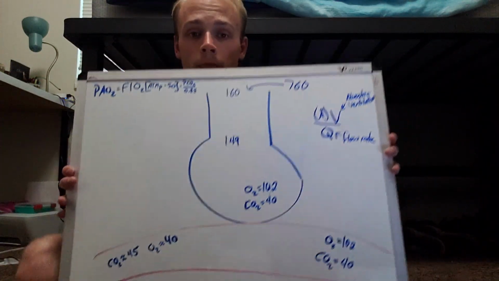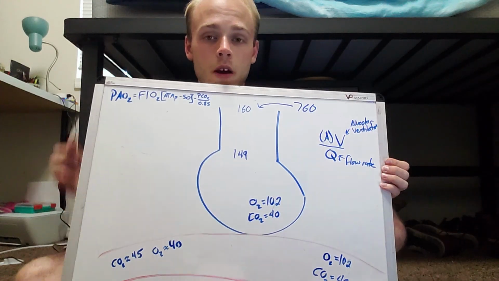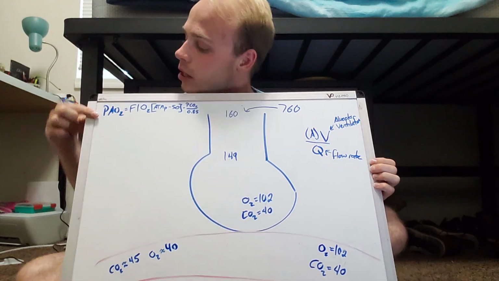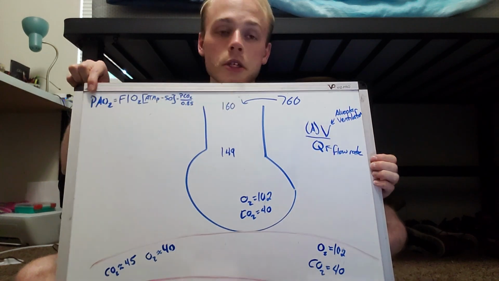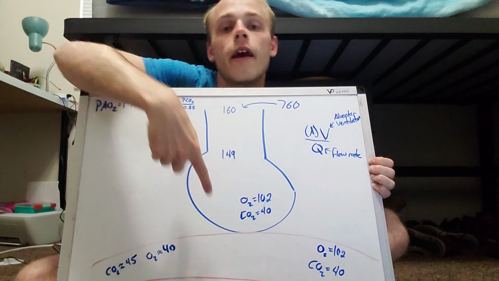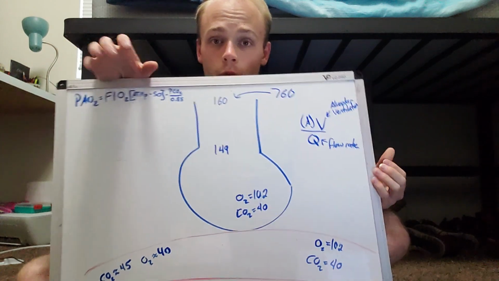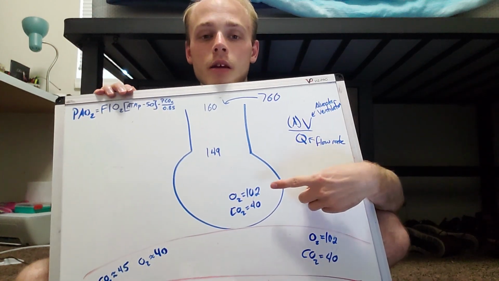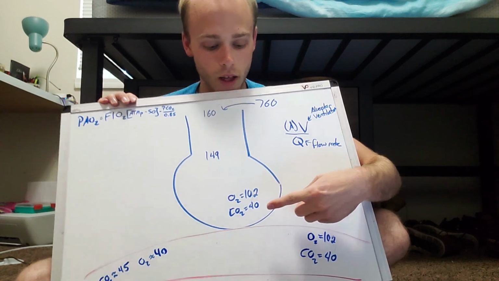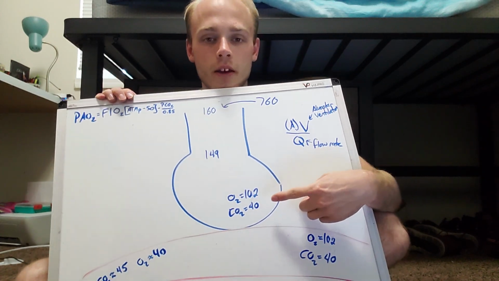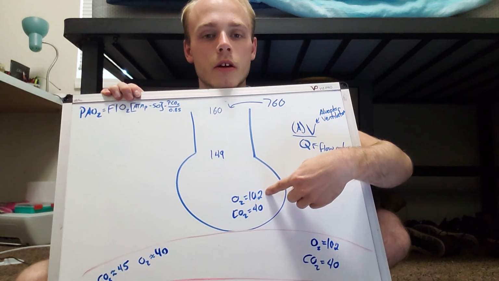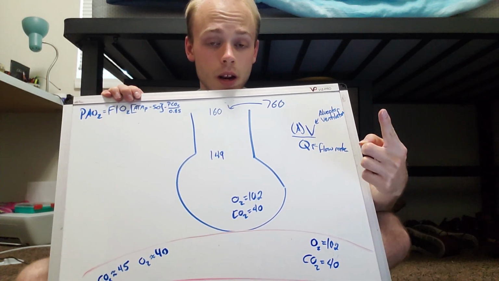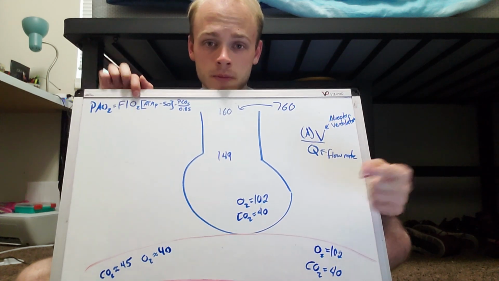So for this part, we're going to talk about why this is a really useful equation. This PAO2 stands for the pressure of oxygen within the alveoli. For a normal person, that is somewhere around 100 to 105. For this example, I'm just using 102. Where this number comes from is this equation.